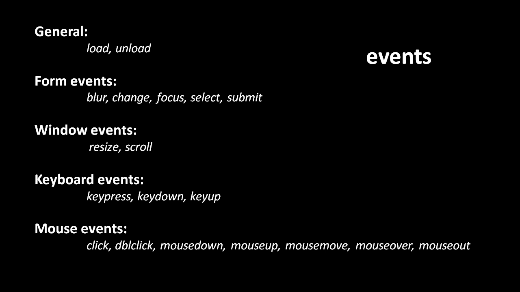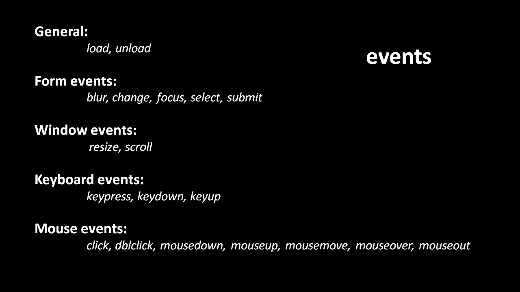The next 5 events, blur, change, focus, select, and submit, all relate to forms. The first of these, blur, gets triggered when an element loses focus. Like say if you're typing in an input box and you click somewhere else, well that triggers the blur event because that input box lost keyboard focus. The change event is triggered when an input element of a form has its value changed. Like say if a checkbox gets checked or unchecked, or if a radio button is clicked, etc.